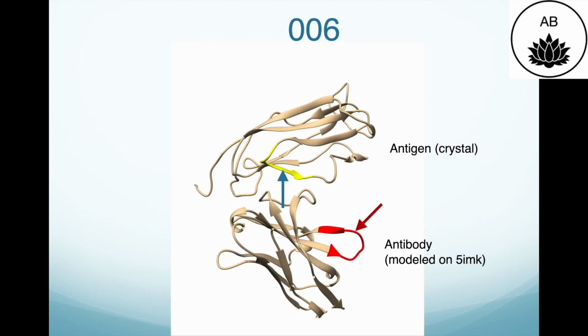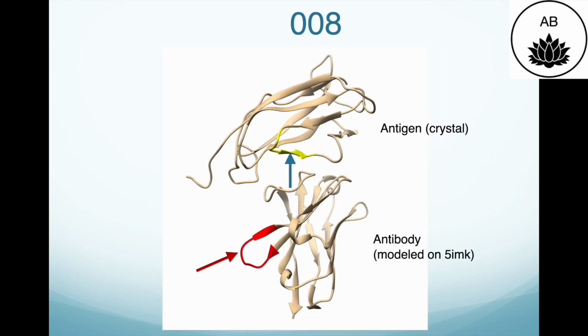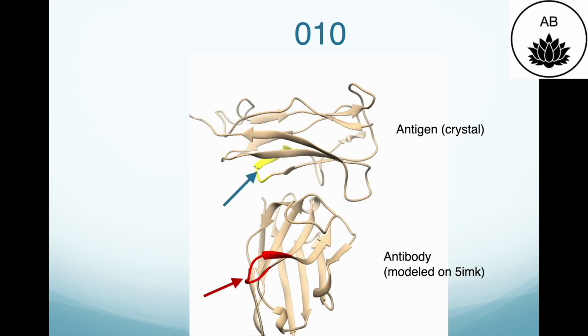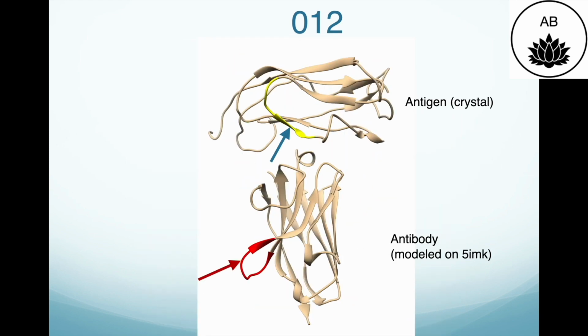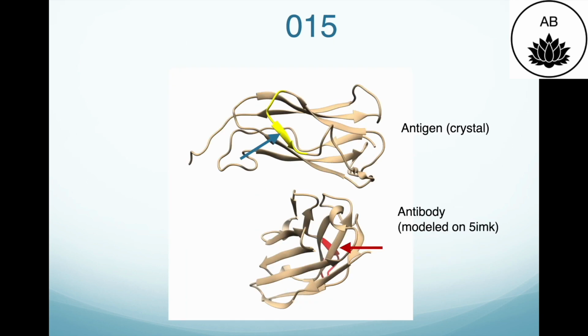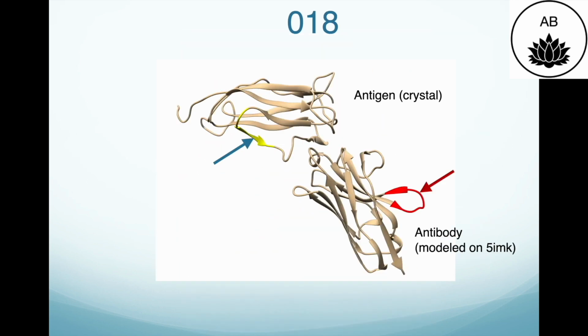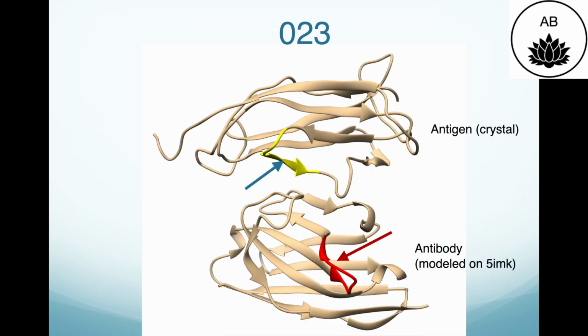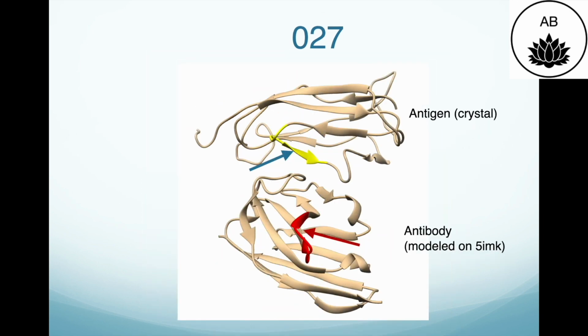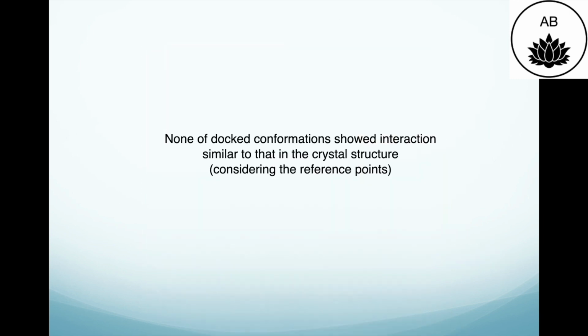Up till now, notice that the binding regions, the colored regions or the colored arrows, are not coming together as they were supposed to. Next, next, next, next, again. None of the docked conformations showed interactions similar to that in the crystal structure, considering the reference points.